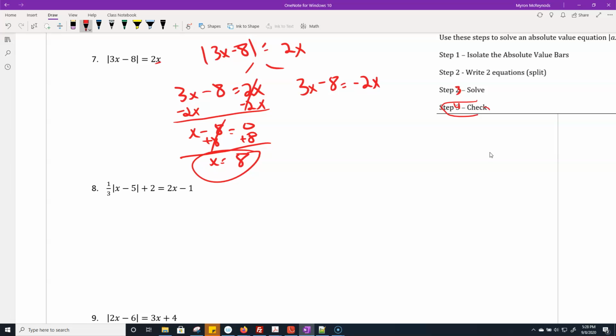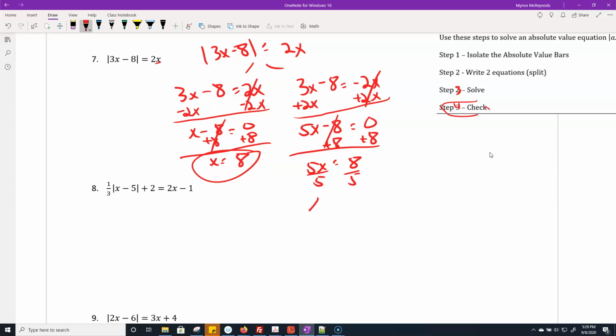And over on this side, I have plus 2x, plus 2x. So that's going to change the answer here. 3x plus 2x is 5x minus 8 equals 0. So I'm going to add the 8 over, add the 8. So I get 5x equals 8. Divide both sides by 5. And I'm left with x is equal to 8 over 5. So I got a fraction answer on this one. 8 over 5. So you absolutely have to check these now.